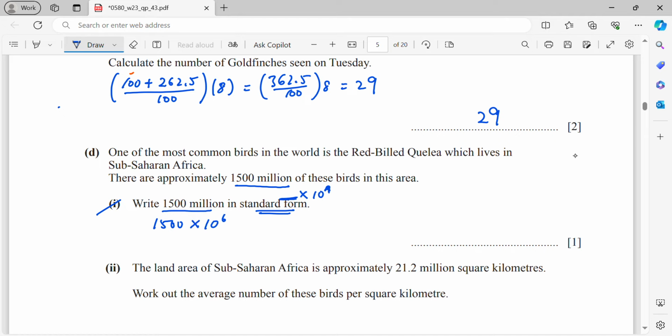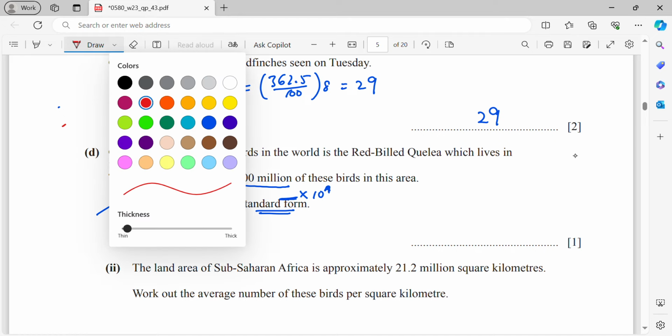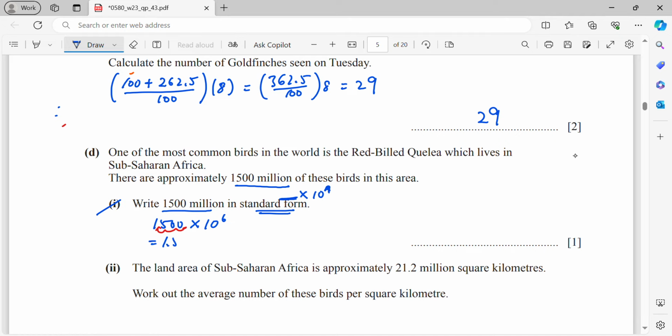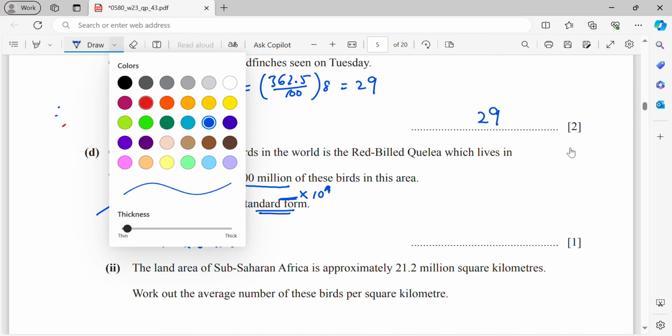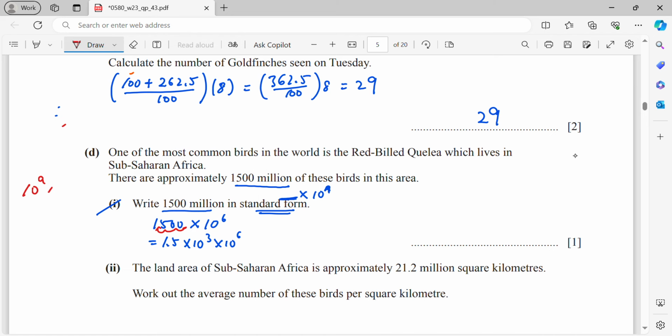Alright, so then from here, because you need to get the standard form, when you look at the 1500, your dot is after the 0. So now I have to move this dot backwards for 3 units. Therefore, this is going to be 1.5 times 10 power 3 times 10 power 6. So we have a formula over here. If 10 power A times 10 power B, same base, we are adding the power. So now it becomes 1.5 times 10 power 6 plus 3, it is 9. So this is your standard form.